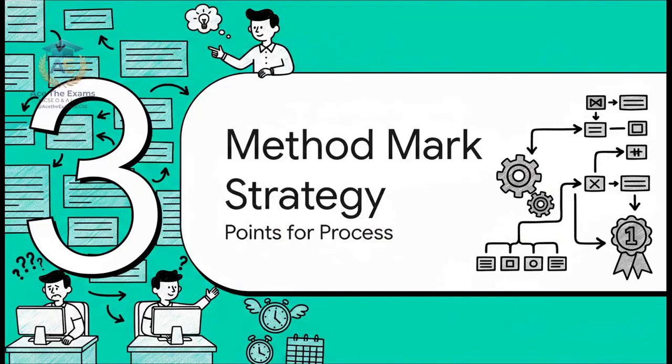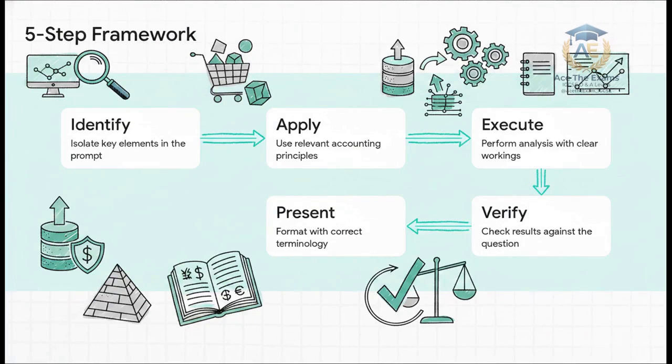All right, let's get back into it with Section 3, the Method Mark Strategy, earning points for process. So Alex and Sam are sitting there realizing they need a framework. This is where the method mark strategy comes in. You need to understand that examiners are actively looking to award you marks for your procedural framework and your clear working. This means a highly structured process actually earns you points even if your final conclusion has a minor flaw. It's all about showing your work cognitively.